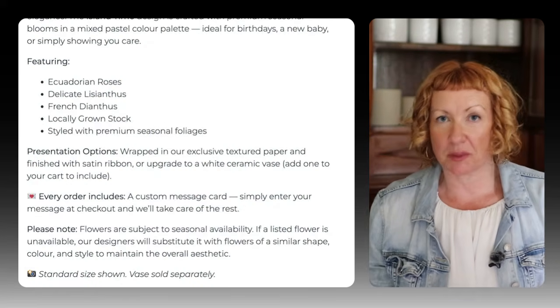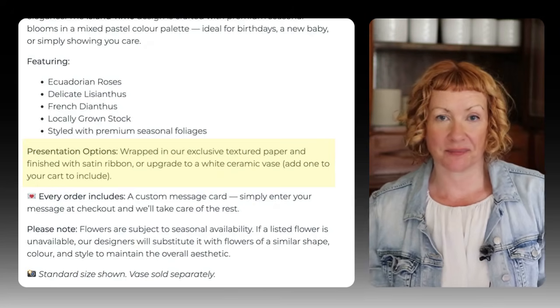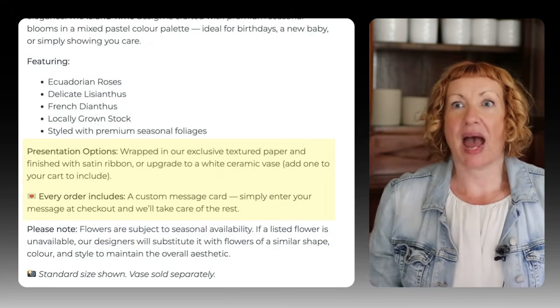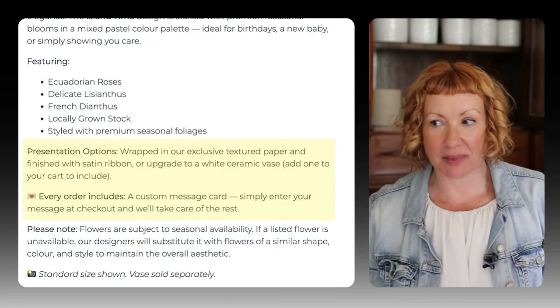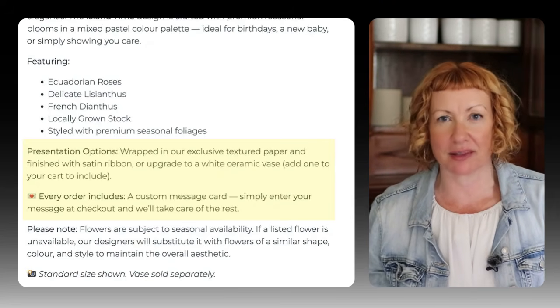Talking about things like presentation options, whether it's wrapped or they could upgrade to a vase, what's included, and reminding them about their custom card message. And when they're going to add their custom card message, i.e. at checkout, these seemingly little details in your product description are so powerful because it does two things. One, it makes the customer feel taken care of. They're not sitting there wondering, when do I write my own card message? Like, you're already preempting that thought for them, so they will trust you even more.